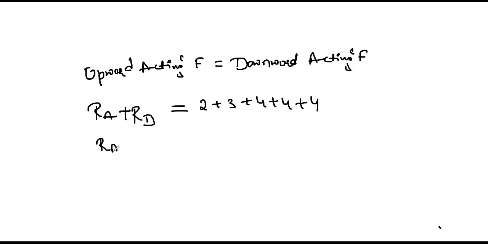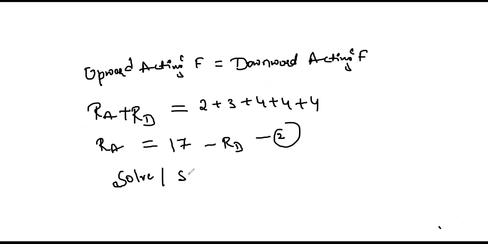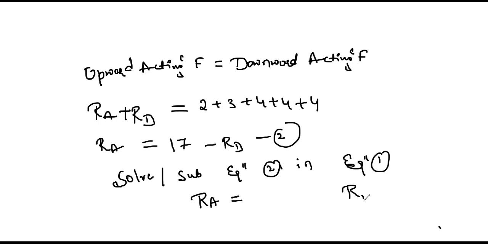So RA is equal to 17 minus RD. This is equation number 2. Now substitute equation number 2 in equation number 1. If you substitute equation 2 in 1, you get the values of RA and RD. So RA will be 5 kilonewton, RD will be 12 kilonewton.